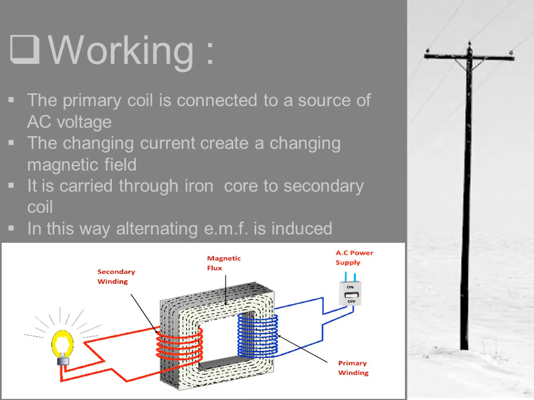The working principle of a transformer. The primary coil is connected to a source of AC voltage. The changing current creates a changing magnetic field. It is carried through the iron core to the secondary coil. In this way, alternating EMF is induced.